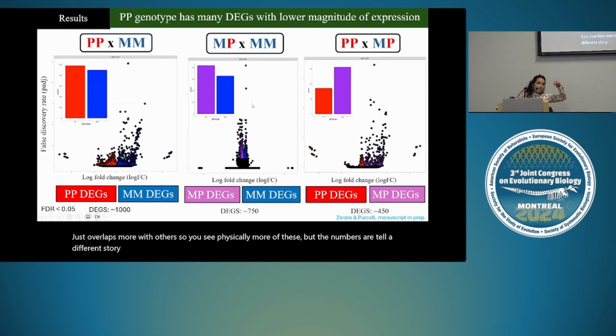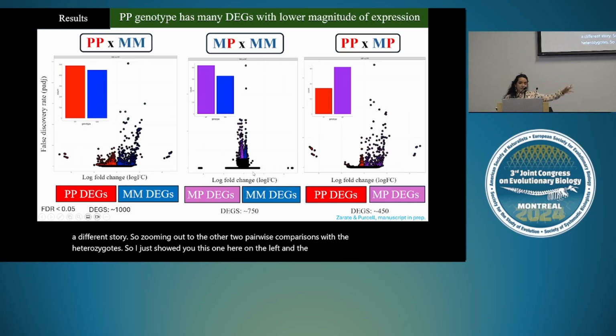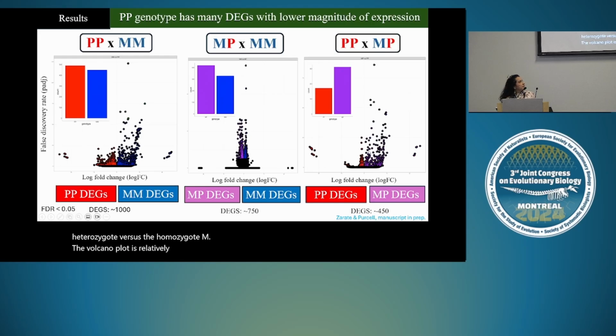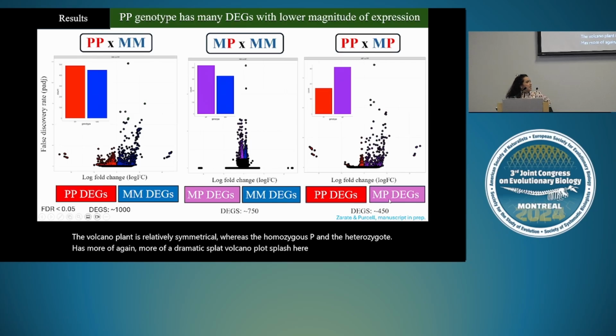So, zooming out to the other two pairwise comparisons with the heterozygotes. I just showed you this one here on the left, and the two on the right are the heterozygote pairwise comparisons. It's enough to say that this middle one, the heterozygote versus the homozygote M, has a volcano plot that is relatively symmetrical, whereas the homozygote P and the heterozygote has more of a dramatic volcano plot splash here, representing that MP individuals have transcripts that are more highly expressed in those individuals.